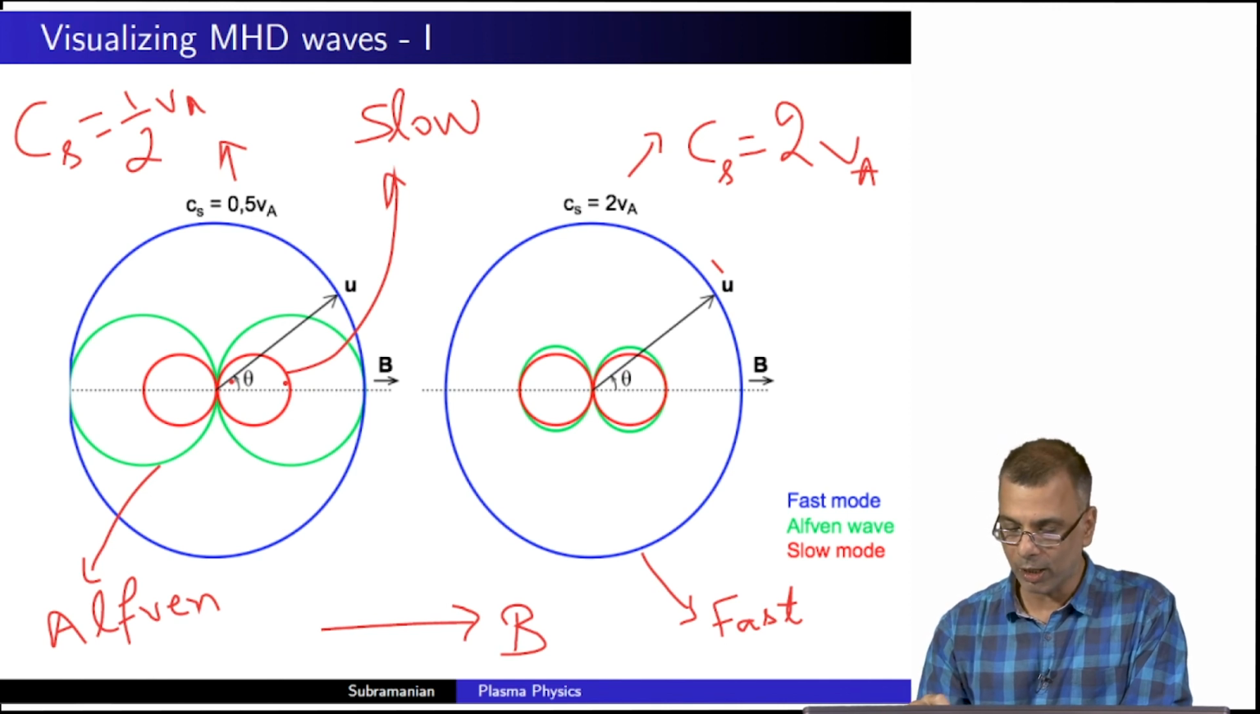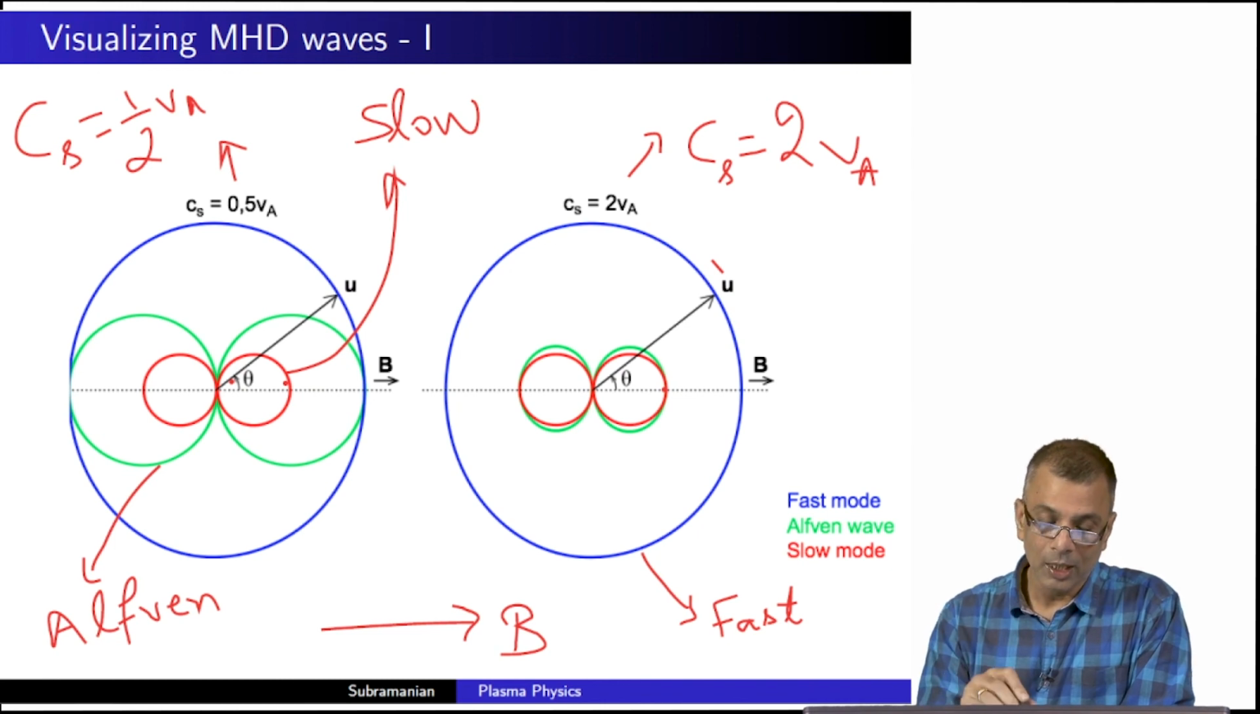Okay, the Alfvén wave is still slightly faster than the slow mode, except for propagation exactly along the magnetic field line. Exactly along the magnetic field line, the Alfvén mode and the slow mode seem to have exactly the same speed, exactly the same phase speed. Okay, away from that, there is some difference. The difference is much larger in this case, but it's much smaller in this case.